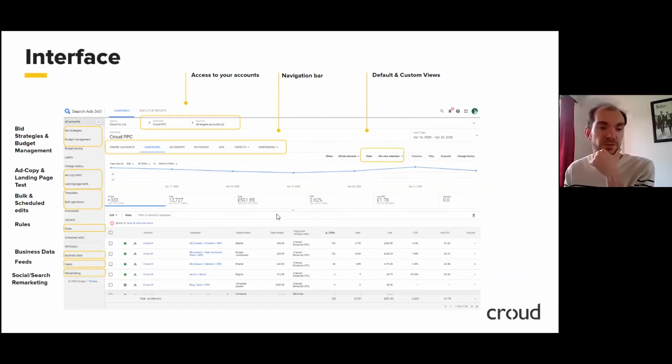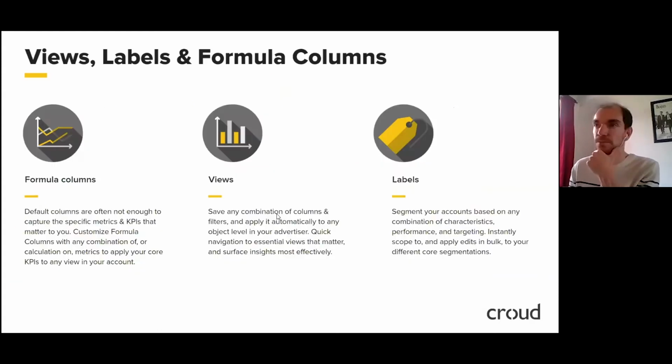with the ability to link your social accounts if you're running Facebook activity, for example. So the next element here is just a quick overview of some of the formula columns, which you can use to create any combination or calculation with any of the metrics that you have. Your views, as I said, will be combining all the columns and filters that you have already applied. And it will be a quick, easy way for you to come back to it later.